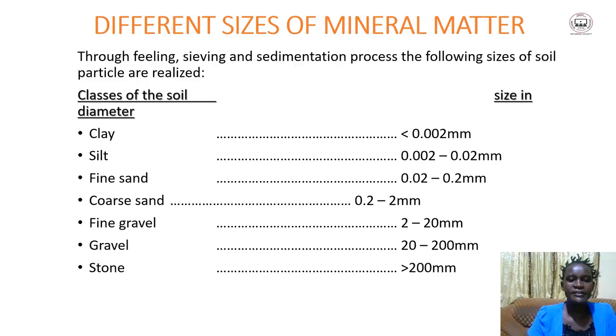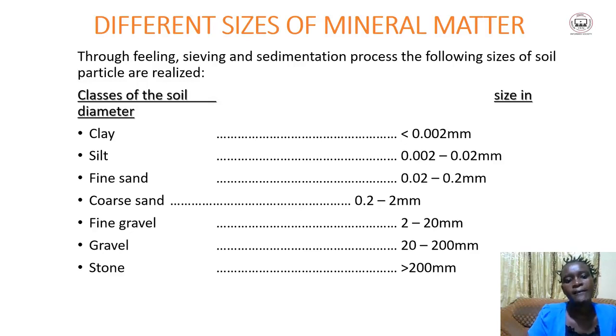Here we have the example, as we said, that these mineral matters vary in terms of size. There were some experiments conducted by soil scientists using three methods, that's filling, sieving, as well as the sedimentation process. Of course, these three methods we're going to discuss in details in Form 3. But through these three methods, those soil scientists came up with the different classes of the soil, which were determined depending on the size of the soil particles.